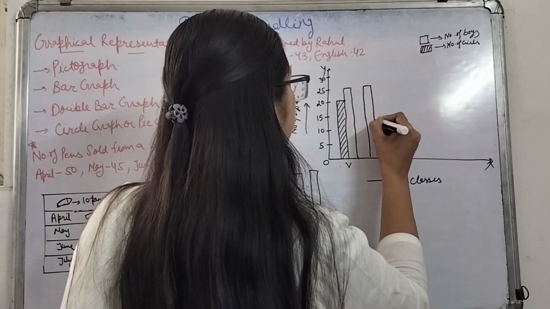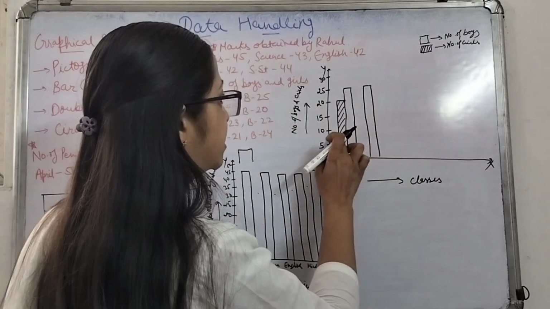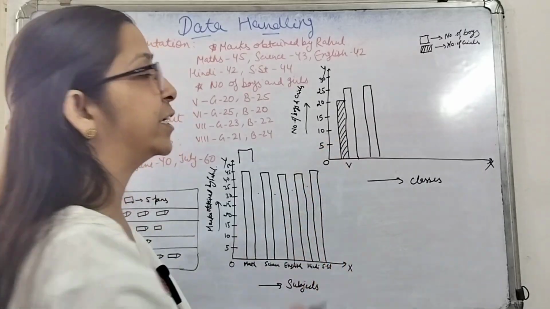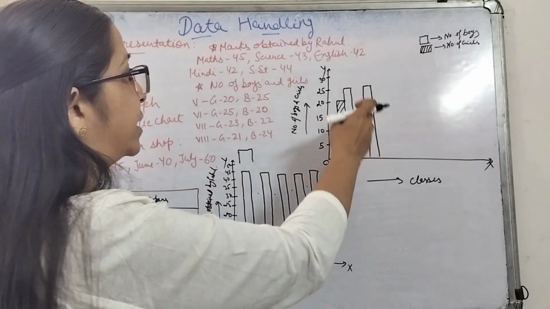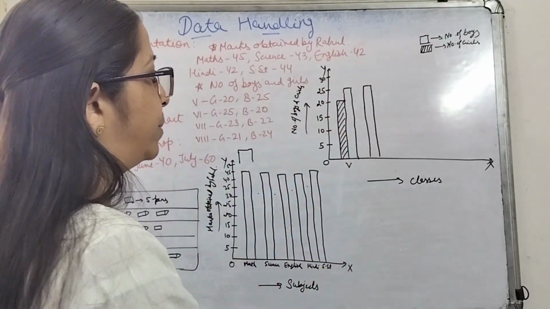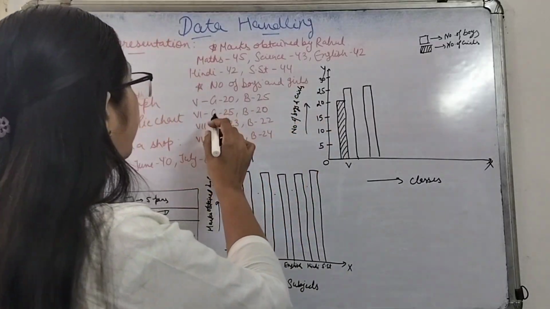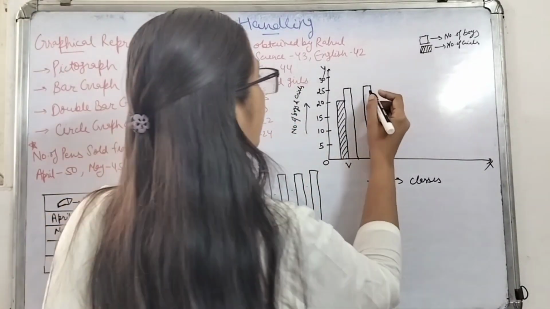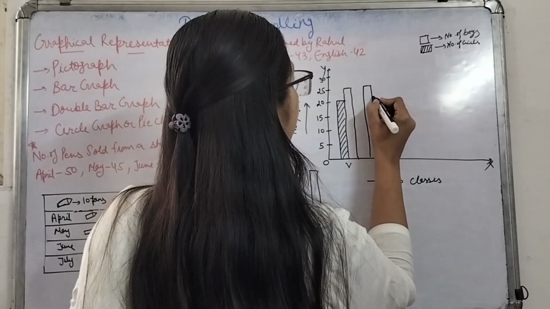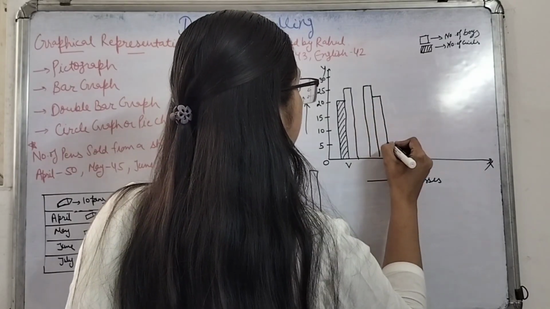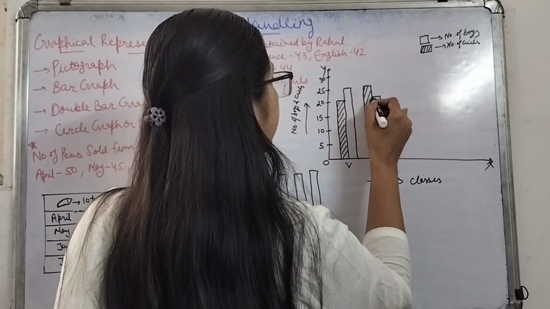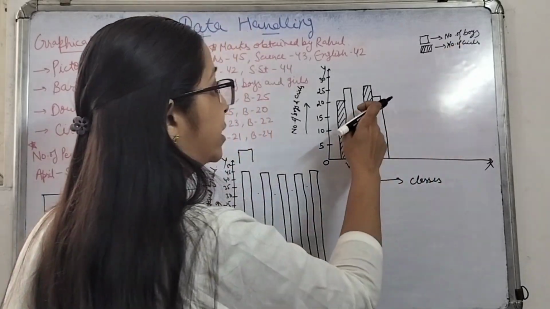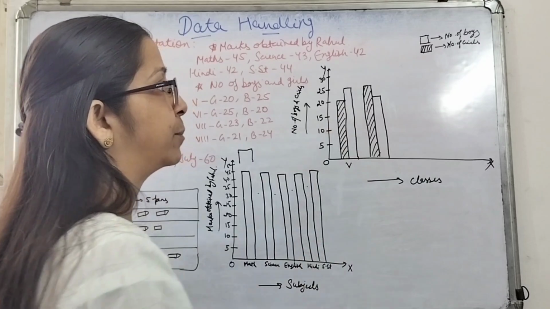The distance between the bars should be same. This distance should be same. The width of the bars should be same. Height is representing your data. Whatever the data we are representing, it is shown by the height of the bars. This is 25. In the 6th class, number of girls is 25 and number of boys is 20. So number of boys is 20, so it will be here. Now number of girls is shown by this type of bars. We have to show over here what this bar is representing and what this bar is representing.